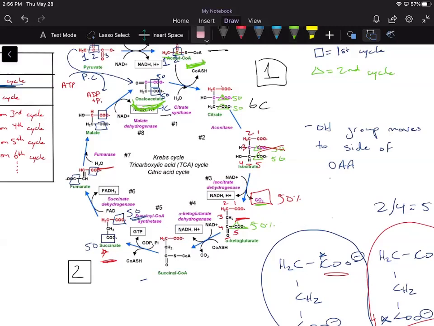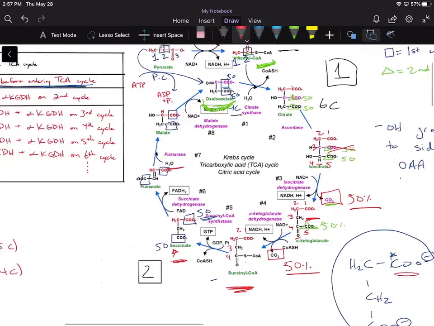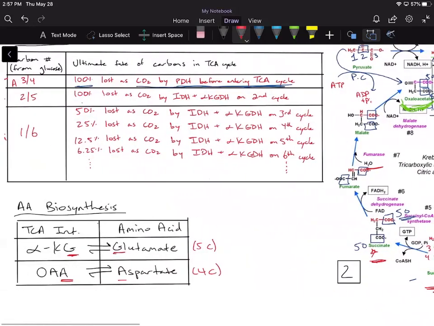Again, I'm going to count the carbons. We're going to go 1, 2, the same thing, 3, 4. And then notice now that the 5th carbon is lost. That 5th carbon right over here, we're going to lose in the next step on alpha ketoglutarate dehydrogenase. So if we're putting everything together, notice how we lost 50% here, 50% here. We no longer have any more radiolabel, so we're done. We lost 100% of our radiolabel on the second cycle. And going back to this table over here, notice how we said 100% will be lost by IDH and alpha ketoglutarate dehydrogenase on the second cycle.